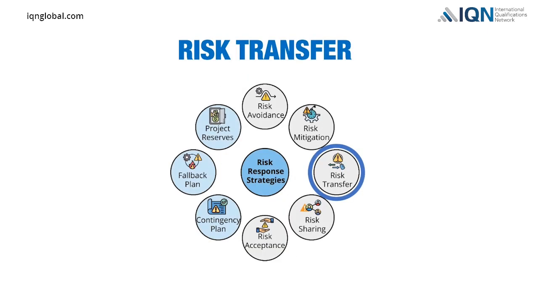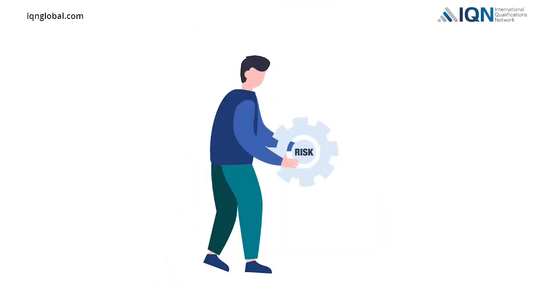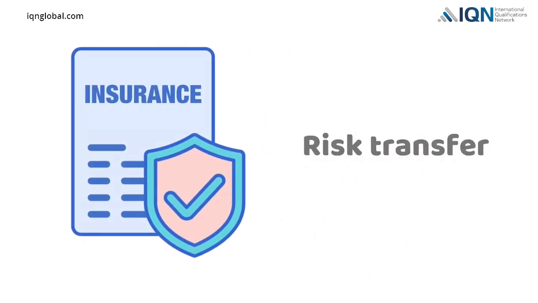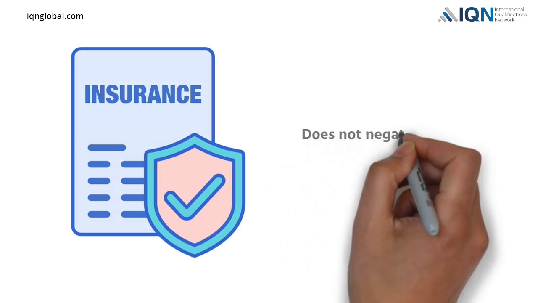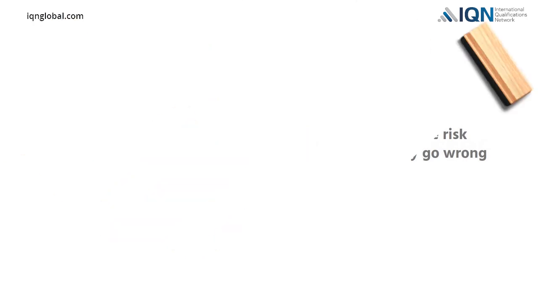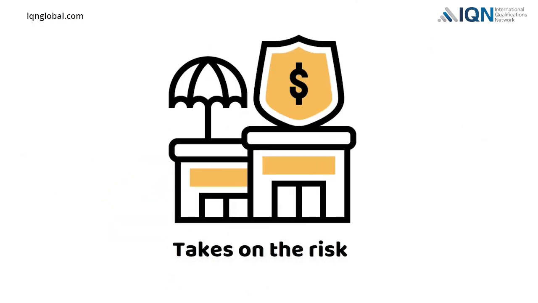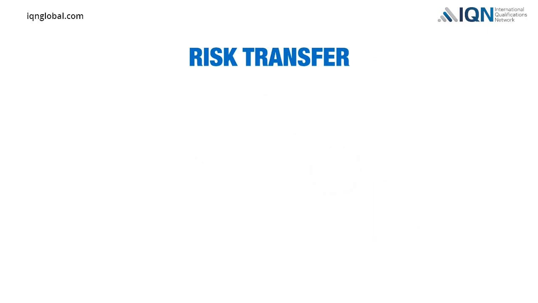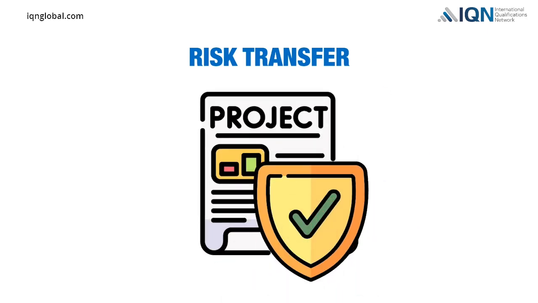Risk transfer. Through a risk transfer strategy, the responsibility for risk is transferred over to a third party. Purchasing insurance is a common example of risk transfer. Buying an insurance plan does not negate the risk that something may go wrong in the project. However, the insurance company takes on the risk of dealing with the problem if it occurs. The risk transfer response strategy aims to ensure that the project remains relatively unscathed if the risk occurs.